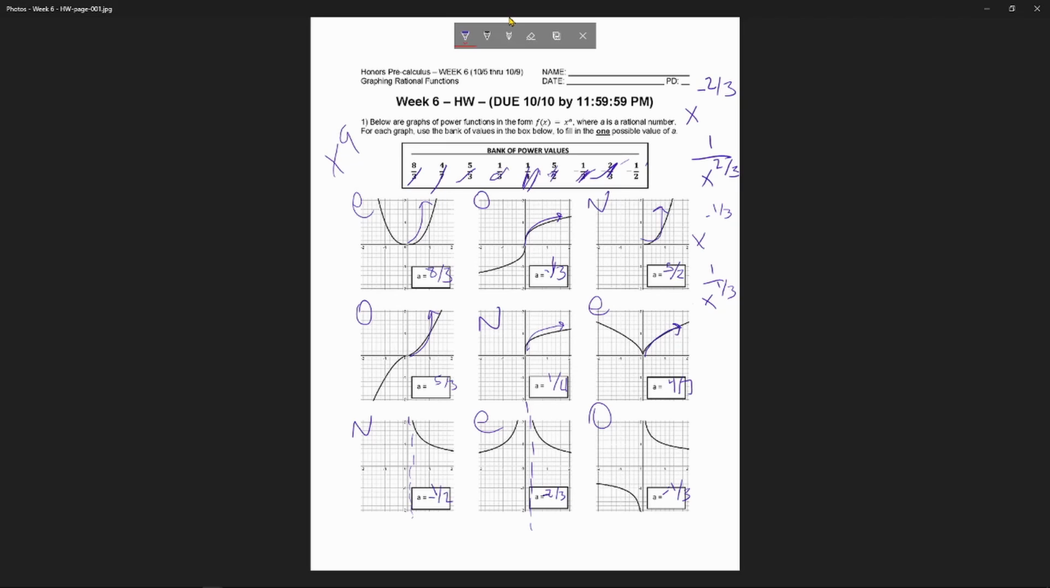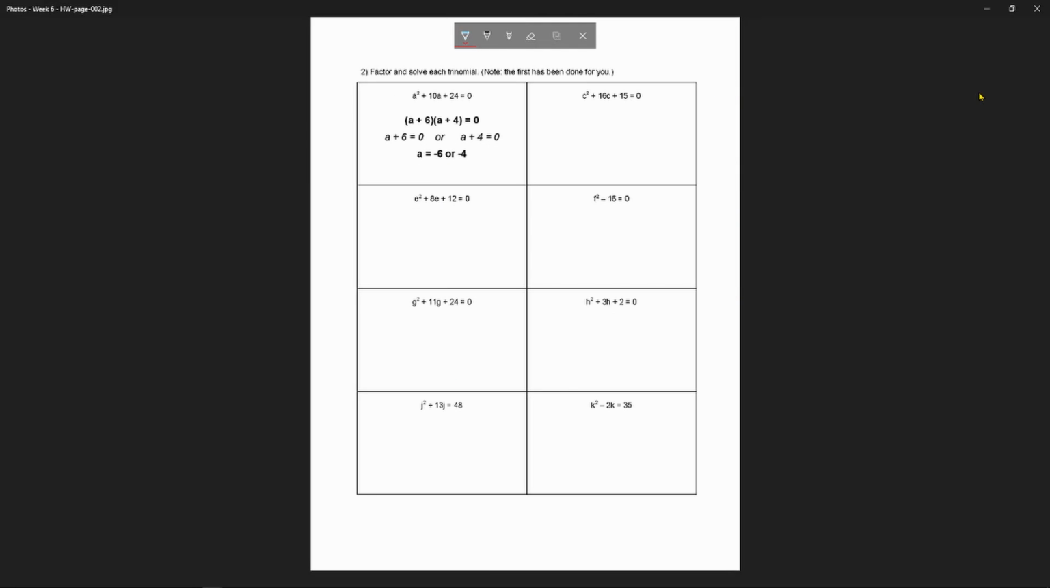So with these problems, practice makes perfect. Just recognize whether the graph is even or odd, and then look at whether the fraction is greater than or less than 1 to determine if it's concave up, or sorry, concave away from the x-axis or concave towards the x-axis.